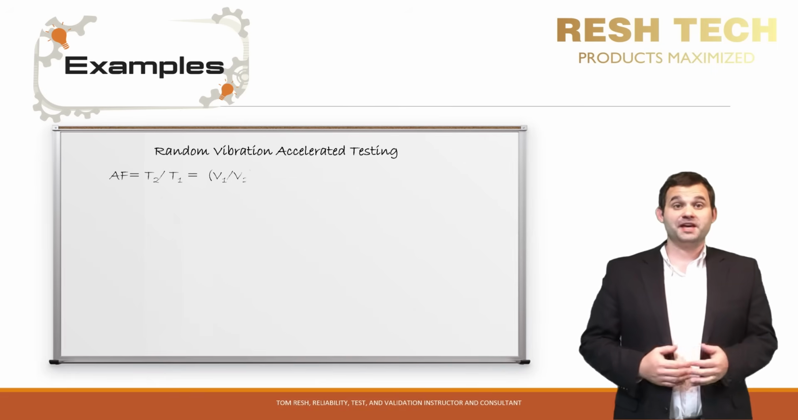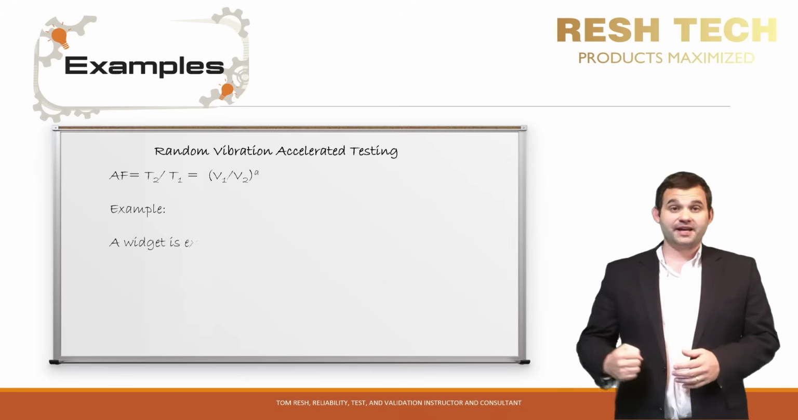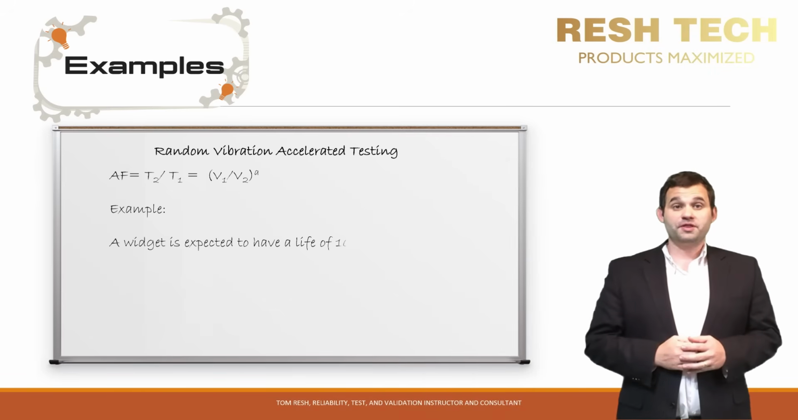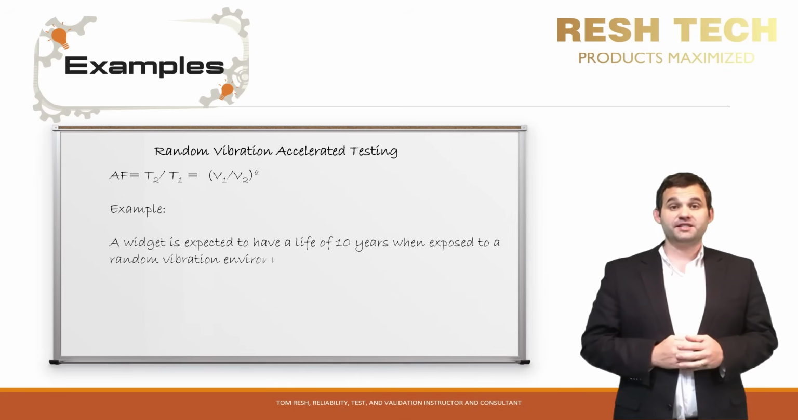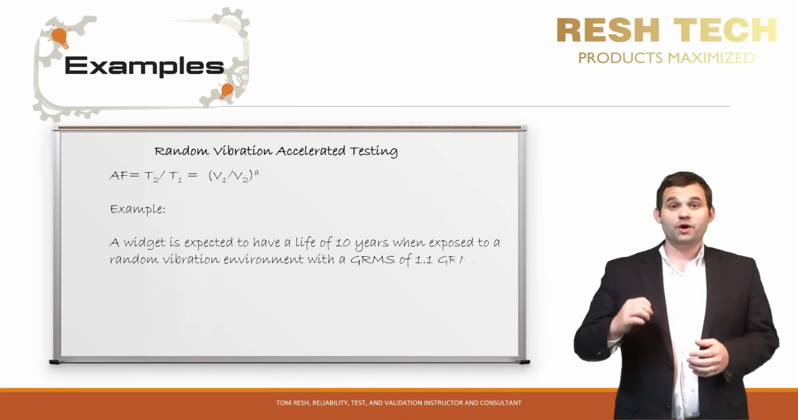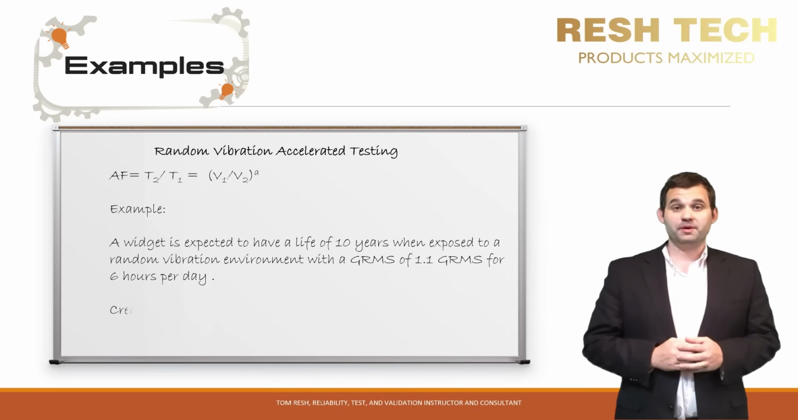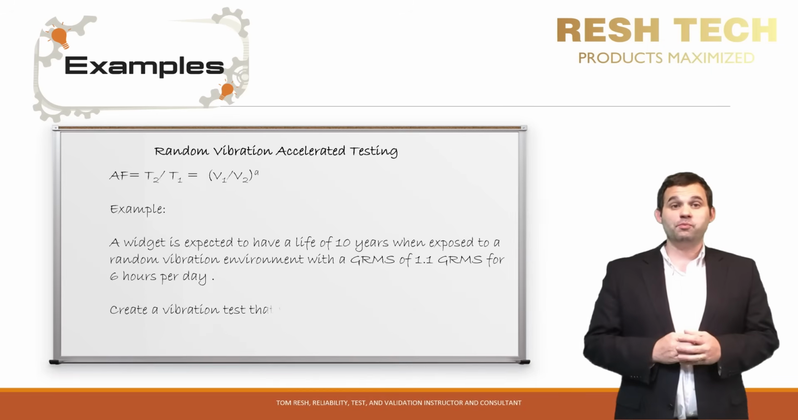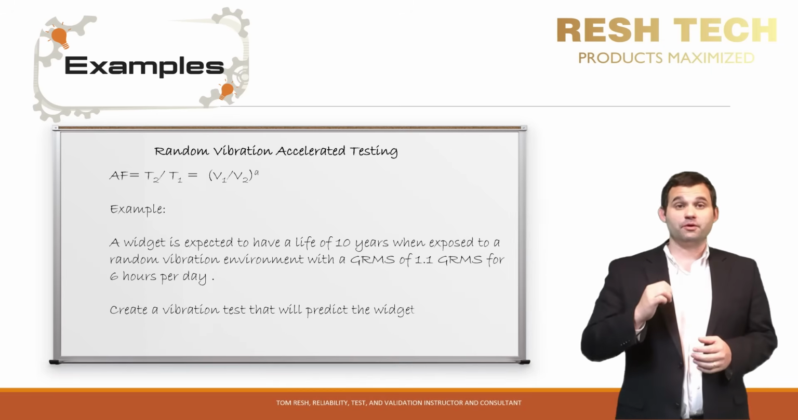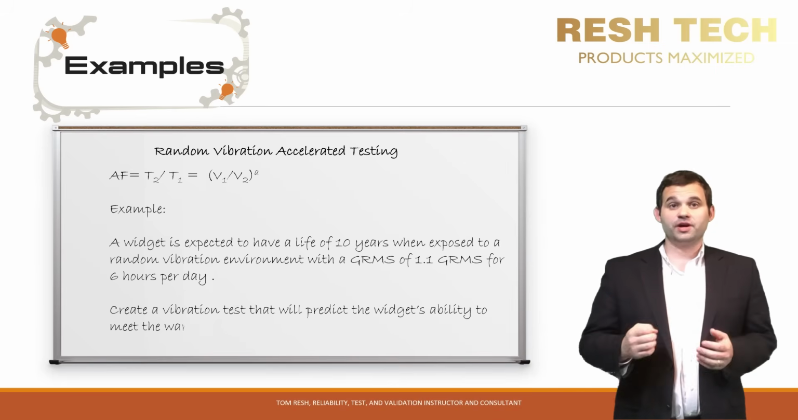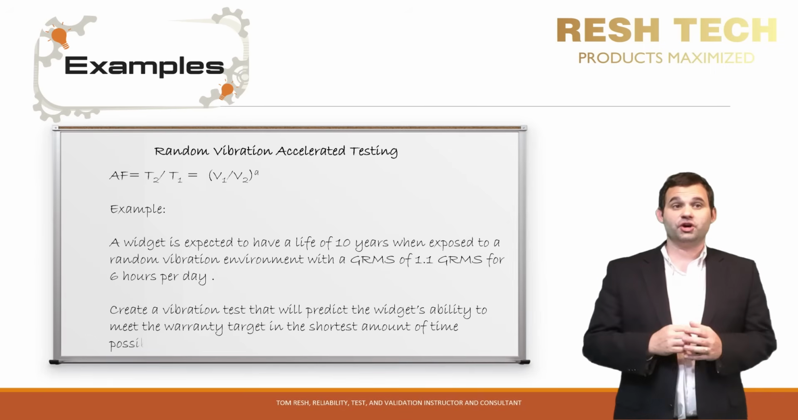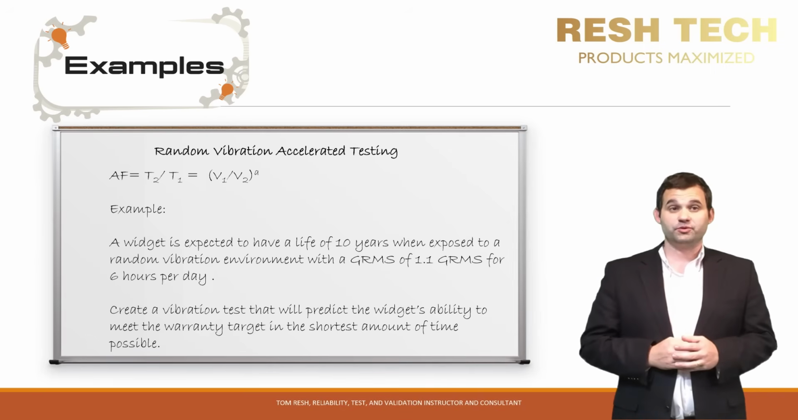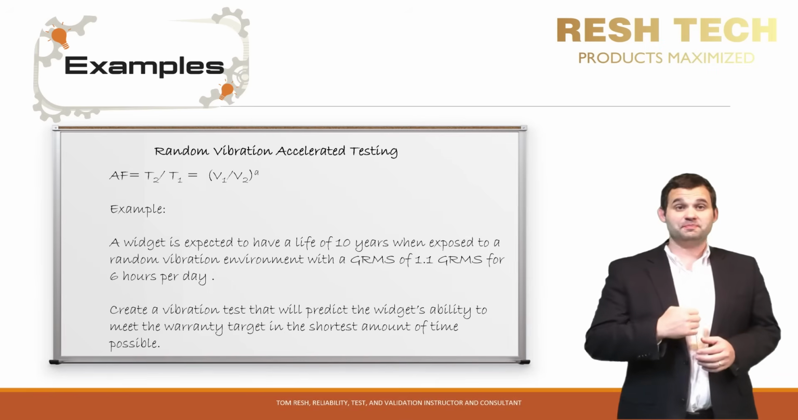Now that we've performed a quick refresher, let's get back to that example. For this example, we will use a widget which is expected to have a life of 10 years when exposed to a vibration environment with a GRMS of 1.1 GRMS for 6 hours per day. We want to create a vibration test that will predict the widget's ability to meet the warranty target in the shortest amount of time possible. Let's go ahead and solve this bad boy.